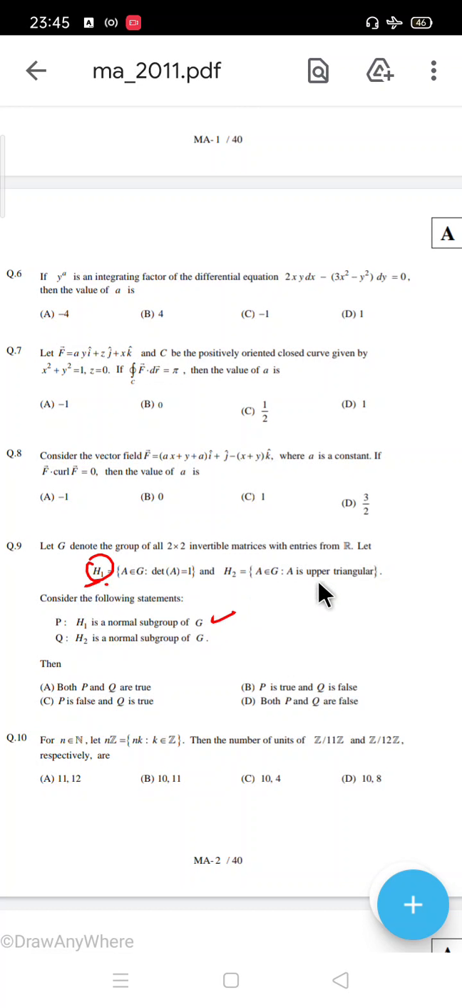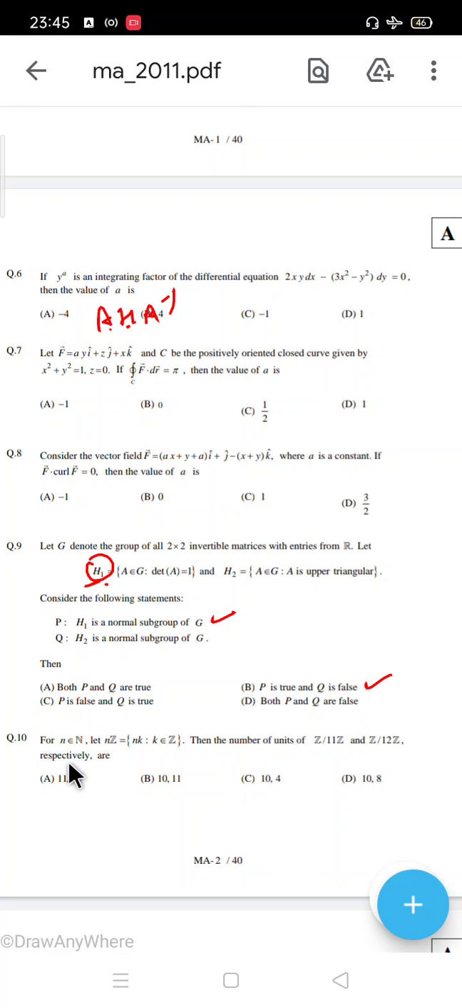Set of all upper triangular matrices. So you need to see one thing: E H A inverse. That is what? This is upper triangular and these two also. This need not be. This is not normal. P is true. Q is false. Option B. Correct? Yeah, ninth, option B.